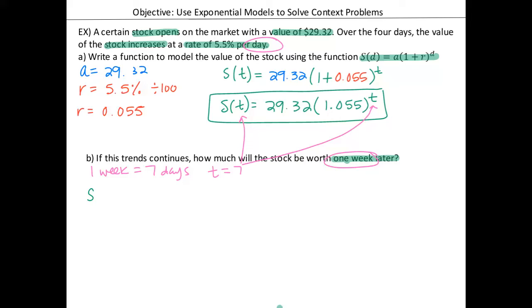All right, so we have S of 7. We're going to plug in 7. It's going to equal $29.32 times 1.055 raised to the T power, which is 7.